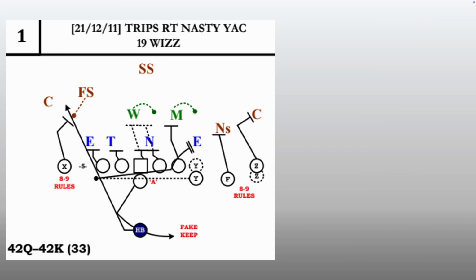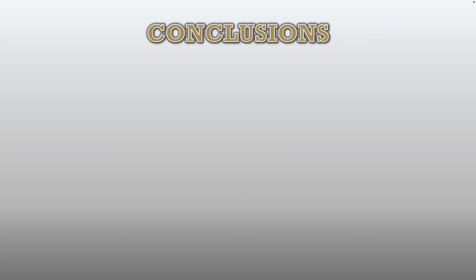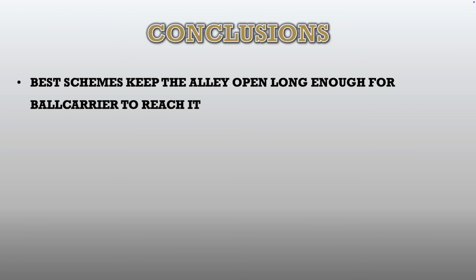But just mechanically, a lot of this is going to get washed out to the left and force a cut back to the right. Even if it goes, like we said, all the way between the backside C gap, that might just be where the separation occurs. So before we get to the bonus play at the end, let's talk about some conclusions we can make from this data. So the biggest thing that stands out to me is that the best schemes to run outside zone from the shotgun keep the alley open long enough for the ball carrier to reach it.